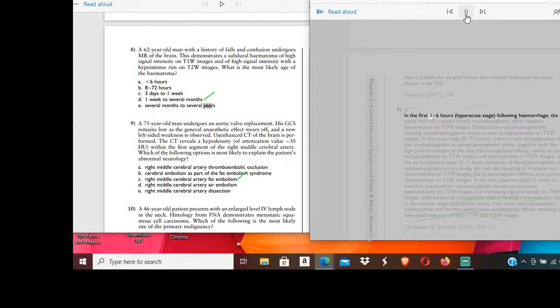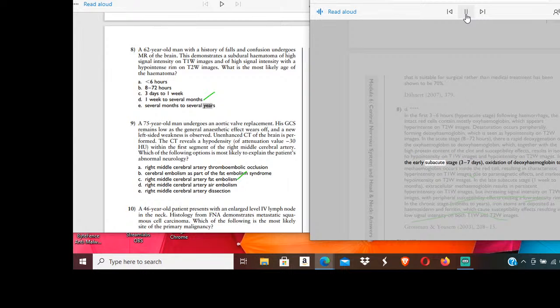8D. In the first 3-6 hours, hyperacute stage, following hemorrhage, the intact red cells contain mostly oxyhemoglobin, which appears hyperintense on T2W images. Desaturation occurs peripherally, forming deoxyhemoglobin, which is seen as hypointensity on T2W images. In the acute stage, 8 to 72 hours, there is rapid deoxygenation of the oxyhemoglobin to deoxyhemoglobin, which, together with the high protein content of the clot and susceptibility effects, results in iso- to hypointensity on T1W images and hypointensity on T2W images.